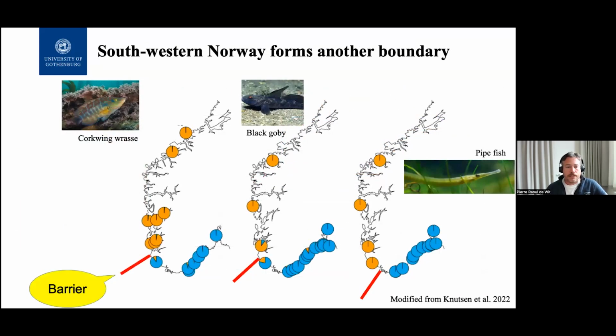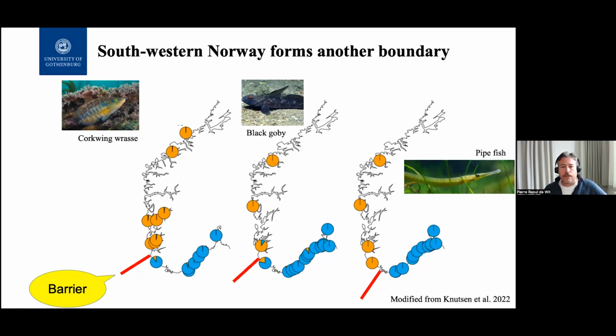One of these is on the Norwegian southwest tip, where here you show for 3 species. This is recent work from Halvor Knudsen at the University of Agder in Norway, showing that in many fish species this southwestern tip seems to be a barrier. So you have 2 different populations on the 2 different sides of the tip.